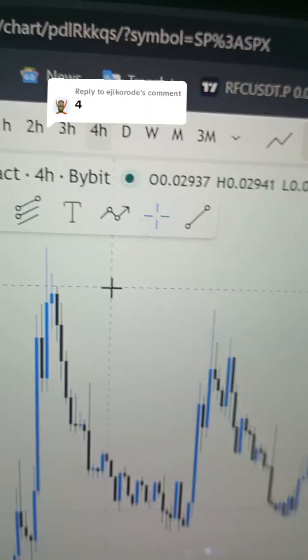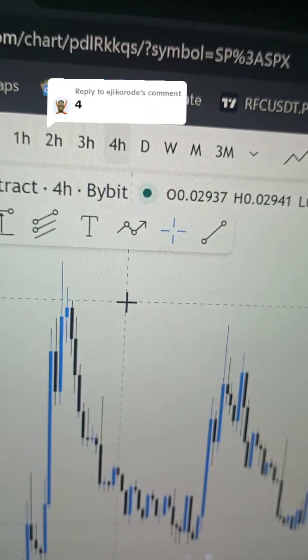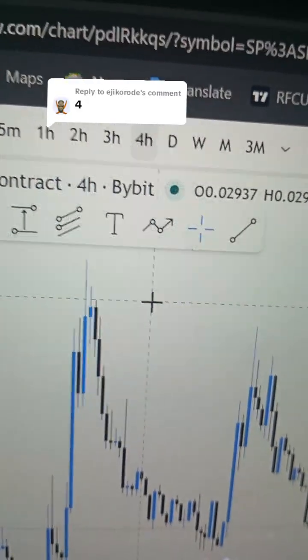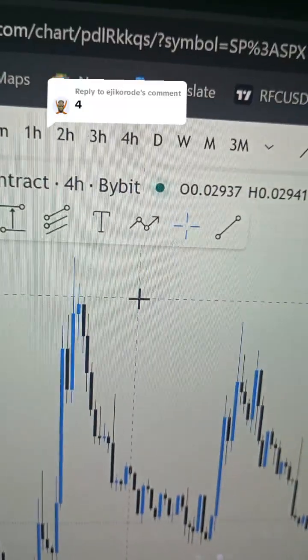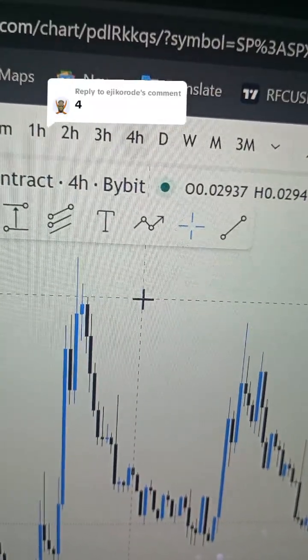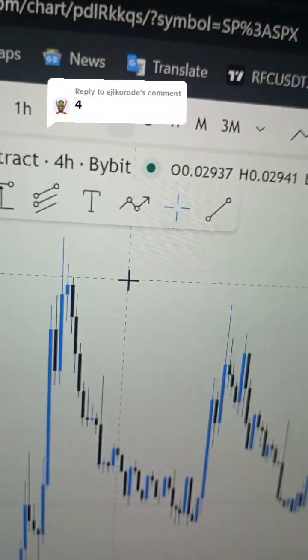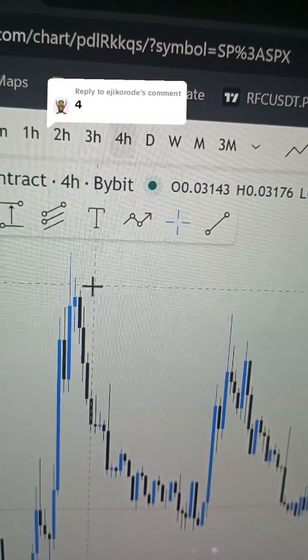Once price tests a particular key level, we have other confluences. We have how to map out a valid order block and an invalid order block. We have a lot of ways on how to approach it, but that's not what I will start teaching you here.